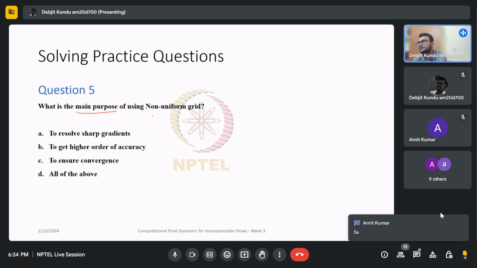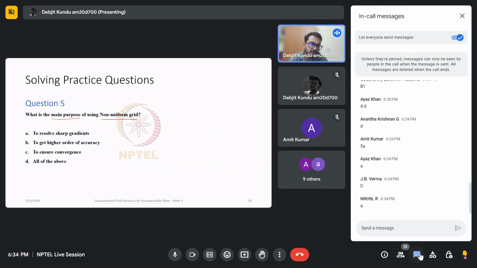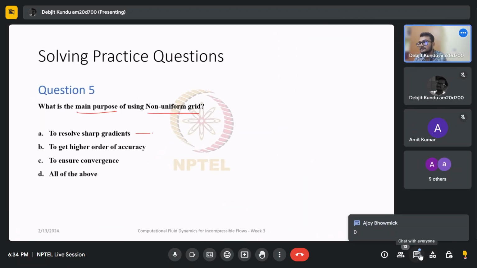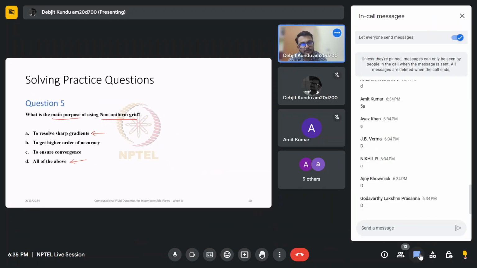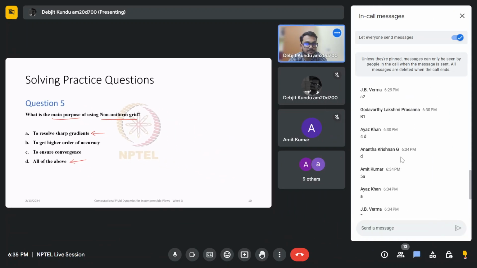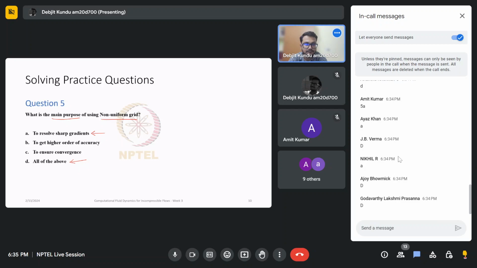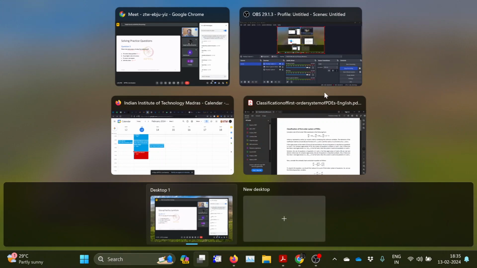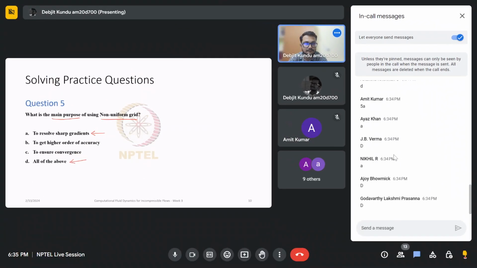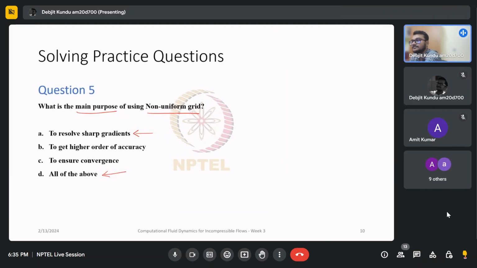So what is the main purpose of using a non-uniform grid? Okay, so we have a few responses and they are divided between option D and A. So option A is only to resolve the sharp gradients, and option D is all of the above. Okay, so let's have a look at the solution. The solution is actually only option A, to resolve sharp gradients.